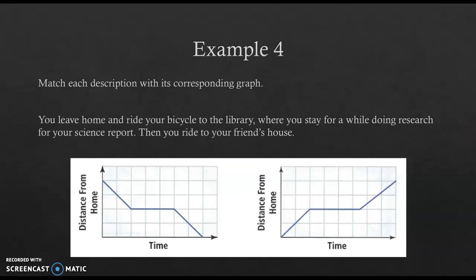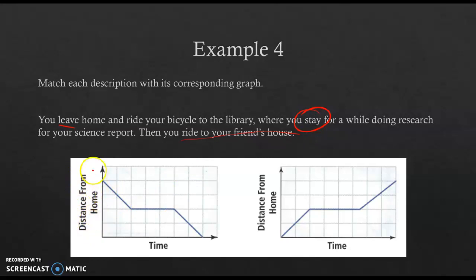Example 4, we're going to match each description with its corresponding graph. So just think of what we have in common. So you leave home and ride your bicycle to the library. So we're leaving. Where you stay for a while doing research for your project. So here, stay would be a keyword. Then you ride to your friend's house. Ride to friend's house. I didn't mean to draw through it, but so things we need to look at.